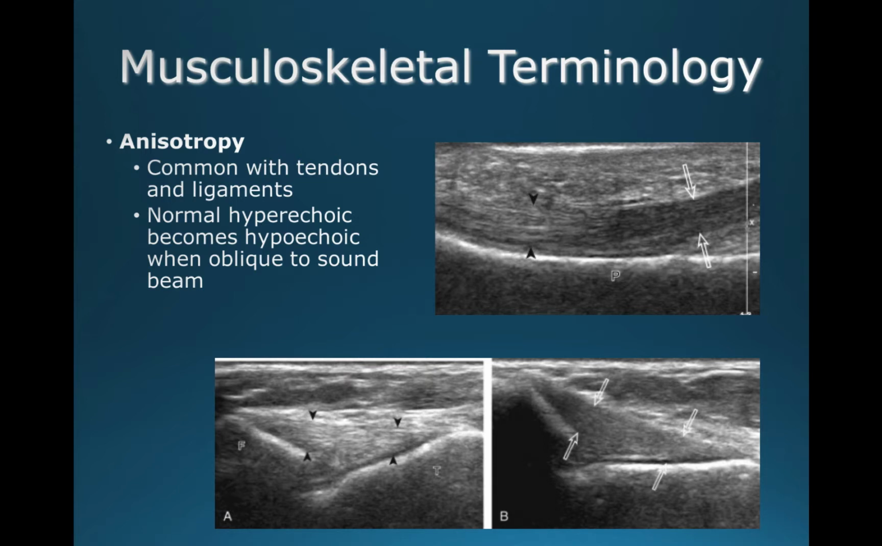So basically what we're looking at here is a normal hyperechoic tendon. This is the anterior talofibular ligament. This is the fibula. This is the talus in the ankle. It becomes hypoechoic when oblique to the sound beam, so right here. The way that you eliminate that is by heel-toeing the probe and looking at the image in different sequences to make sure that there is no tear.